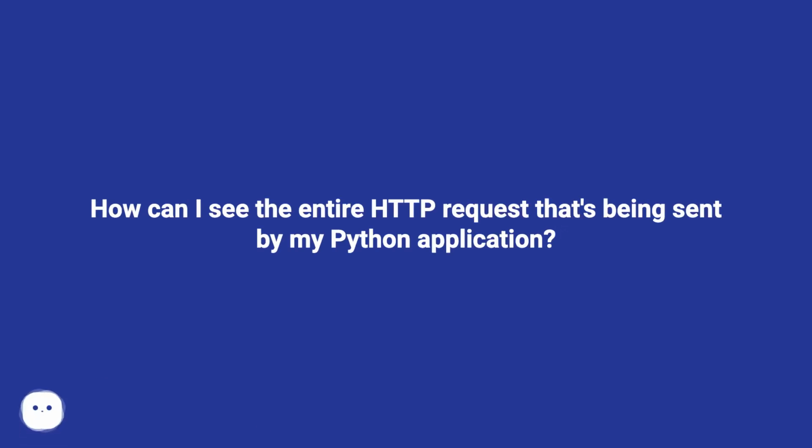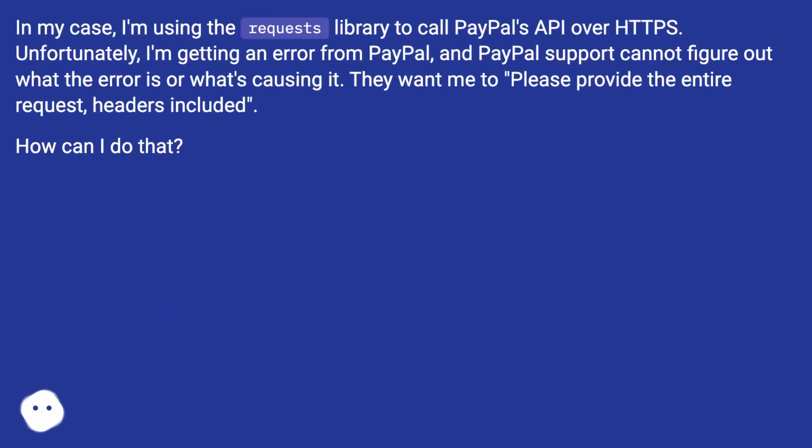How can I see the entire HTTP request that's being sent by my Python application? In my case, I'm using the requests library to call PayPal's API over HTTPS. Unfortunately, I'm getting an error from PayPal, and PayPal support cannot figure out what the error is or what's causing it. They want me to please provide the entire request, headers included. How can I do that?